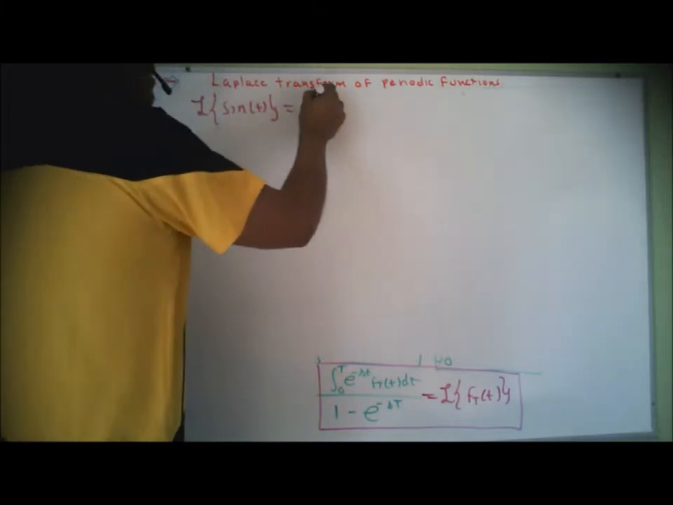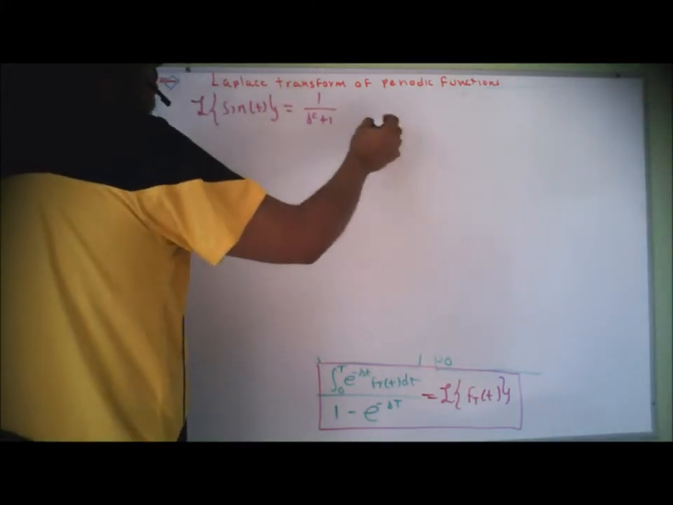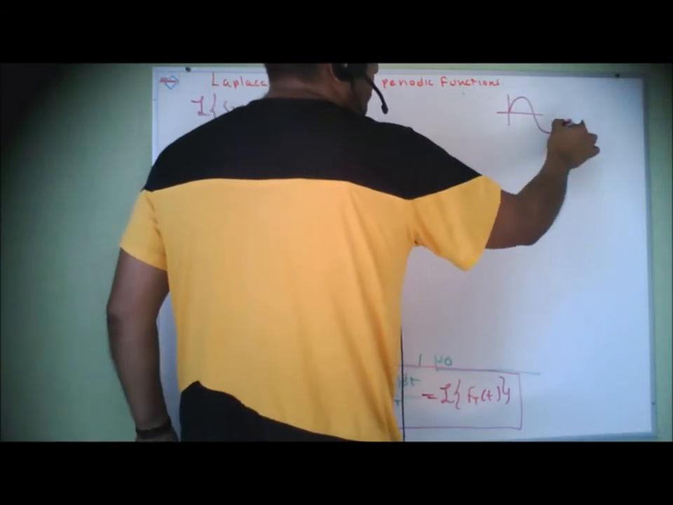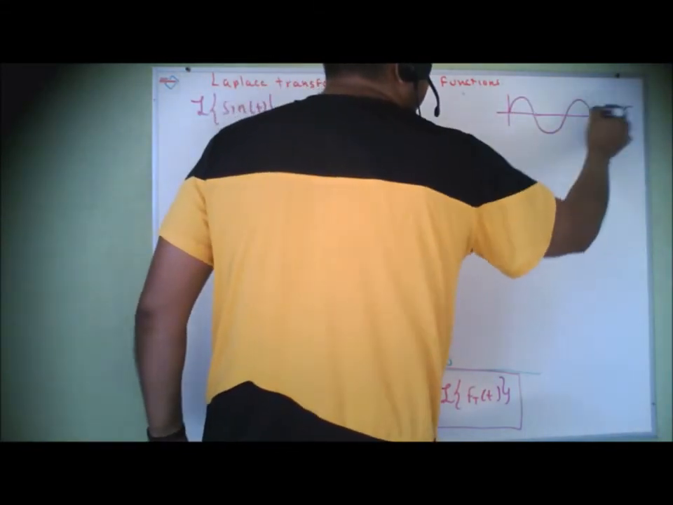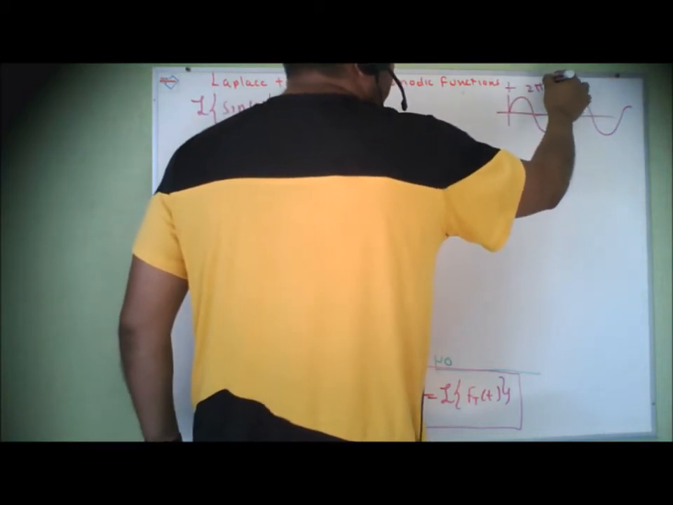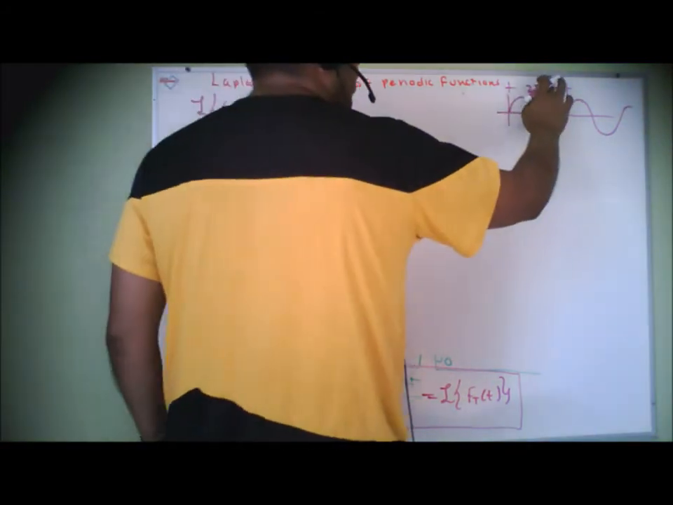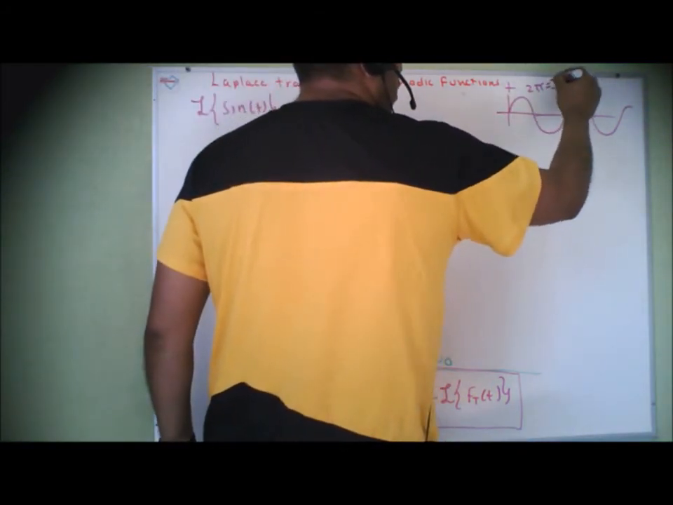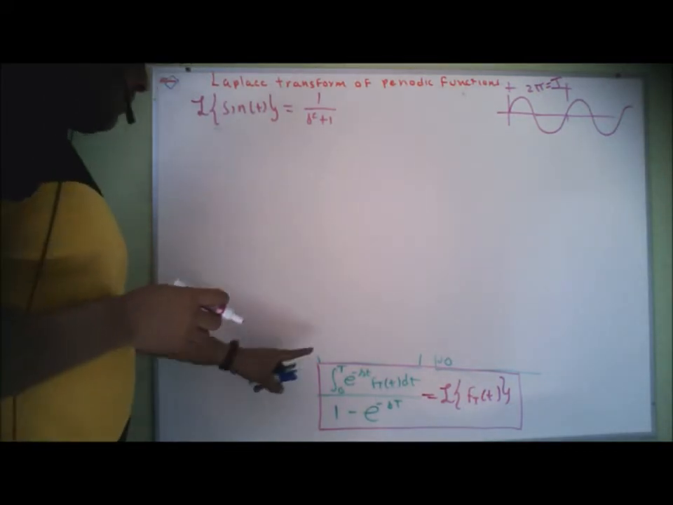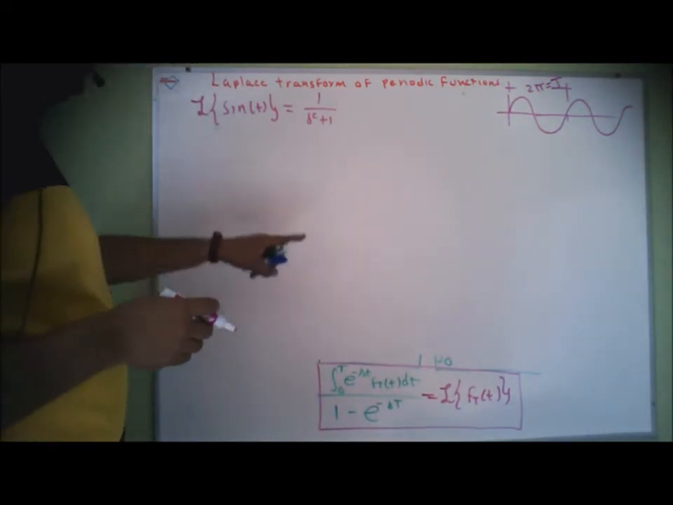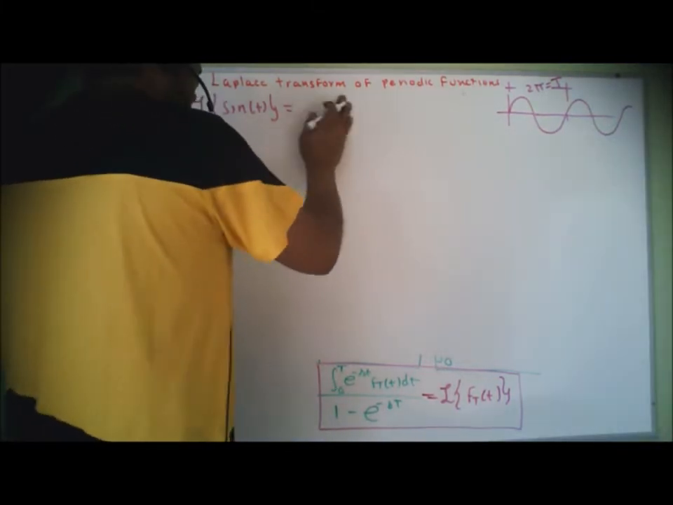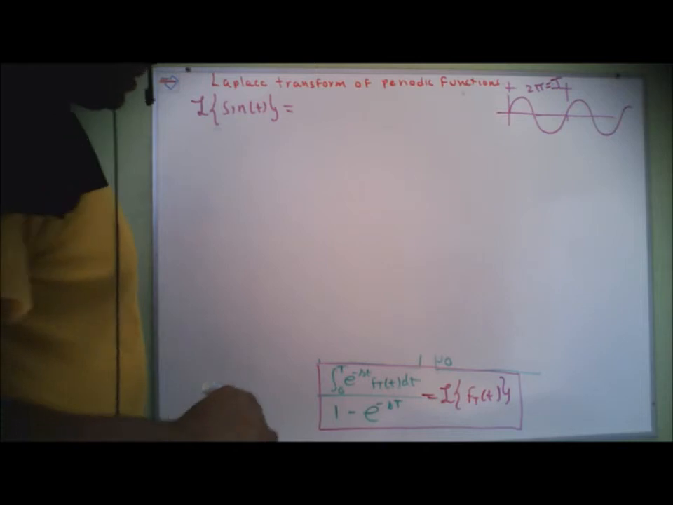You already know the answer is 1 over s squared plus 1, but it turns out that the sine of t is a periodic function. It repeats itself every 2 pi. So that is the period, capital T. Now, if we use this formula, we should get the same answer. Let's try it.